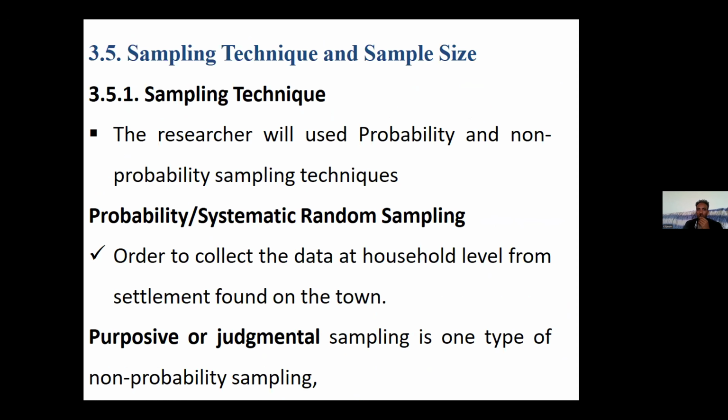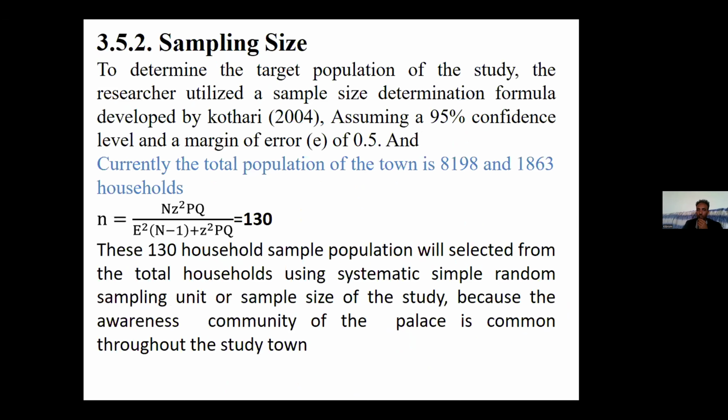When you see the sampling techniques, the researcher will use probability and non-probability sampling techniques. Probability sampling is used to collect the data at household level from settlements found in the town. A systematic random sampling technique will be used to collect data from the residents of Agulae town, and purposive or judgmental sampling will also be used to collect from the key informants who have knowledge of this heritage site.